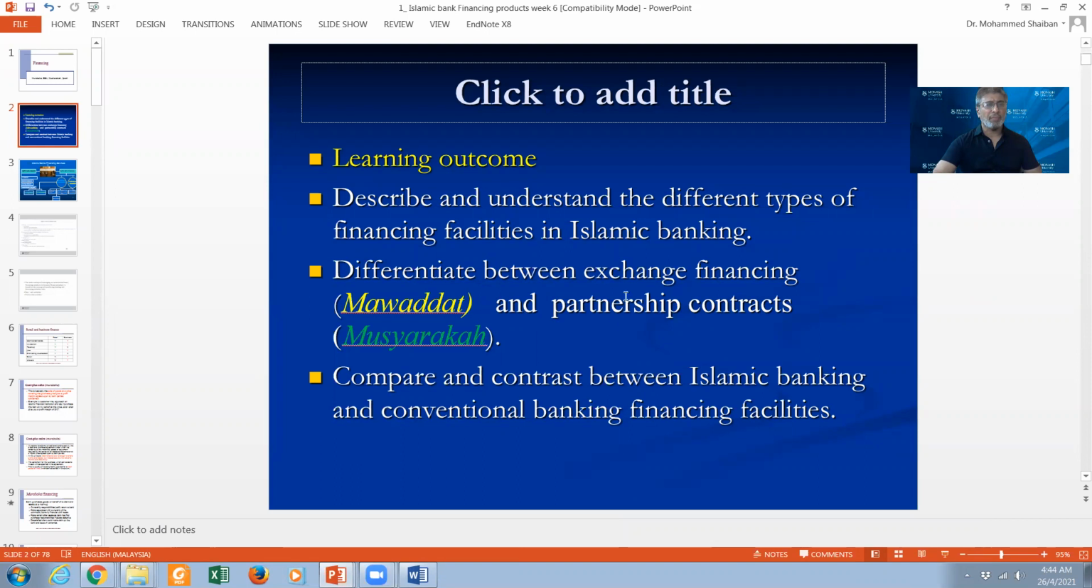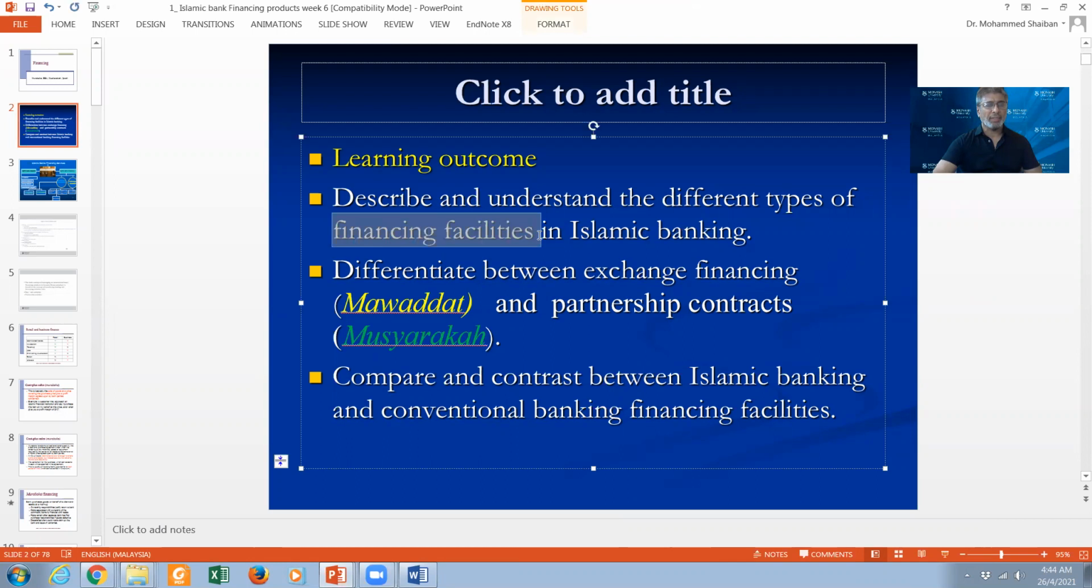I want to describe and understand different types of financing facilities. When I say financing facilities, I mean the loans. We don't call them loans, we call them financing facilities. We want to understand that in Islamic banks. And we also want to differentiate between exchange financing and partnership contracts, because you can finance under two schemes: either through exchange, which we call Mu'awadat, an Arabic word, or a partnership contract, which is called Musharaka, which also comes from the Arabic word.